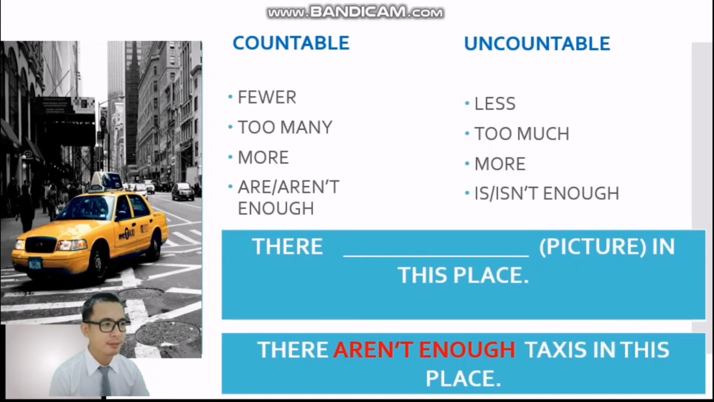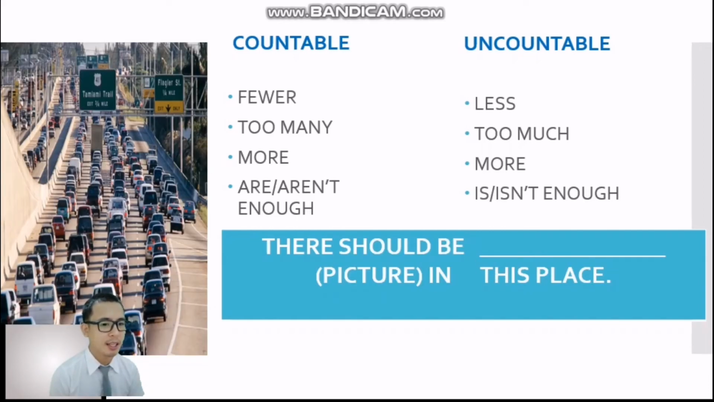So the quantifier should be aren't enough. Okay? The next picture is this one. Take a look at the picture and proceed to the sentence. There should be blank picture in this place. What is the correct quantifier for this picture? Your time starts now.